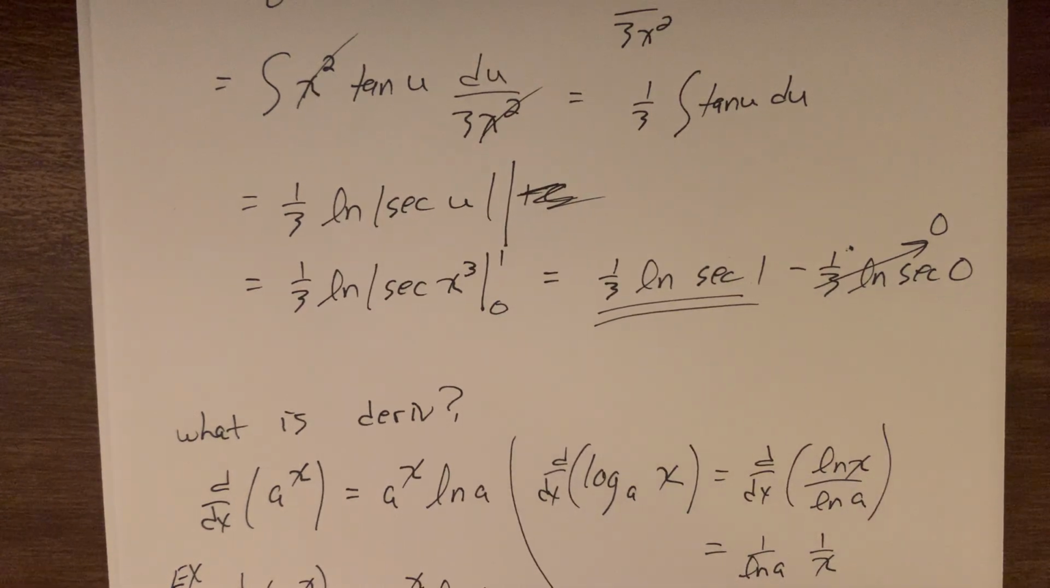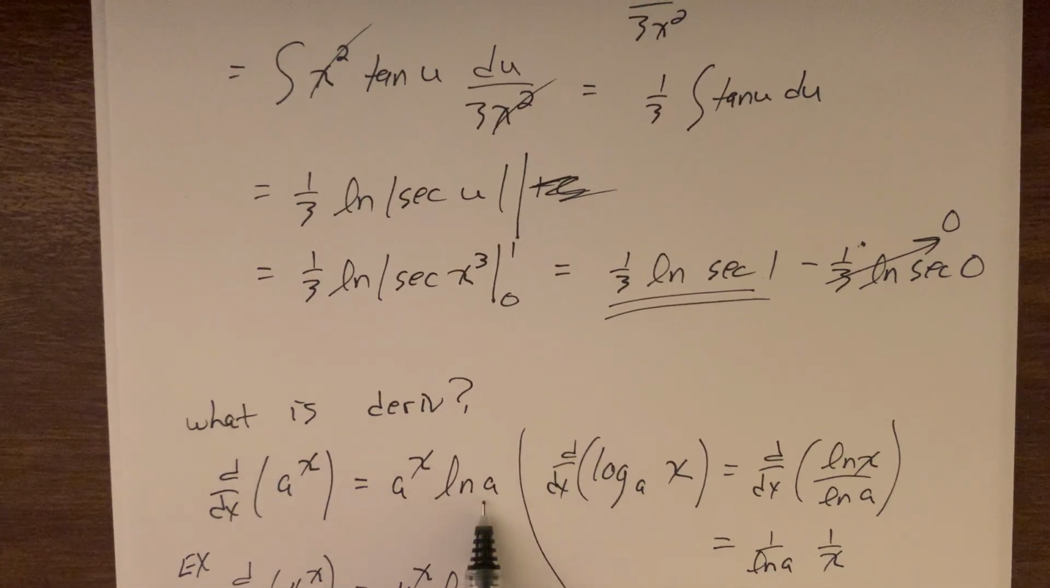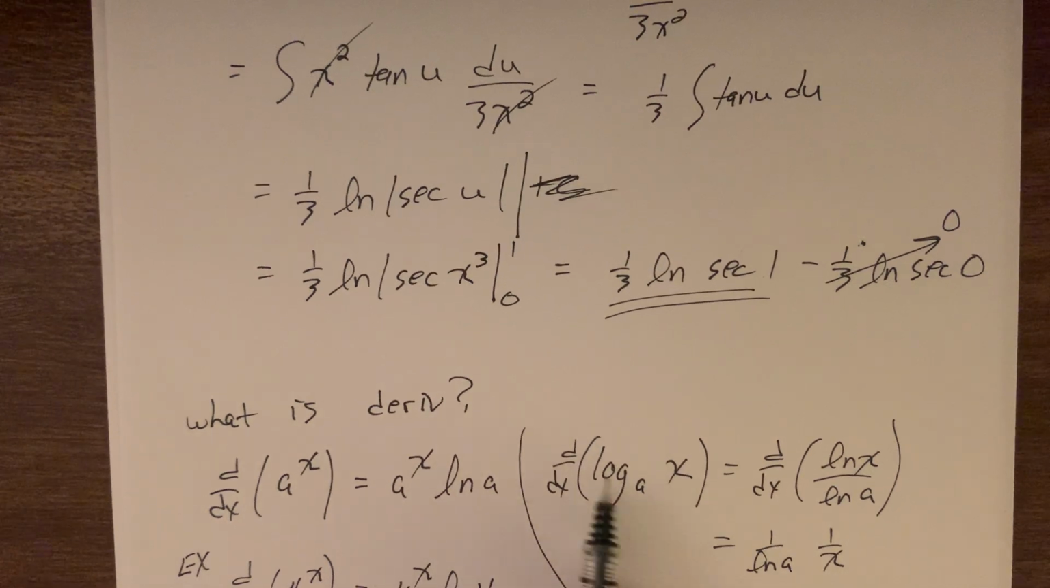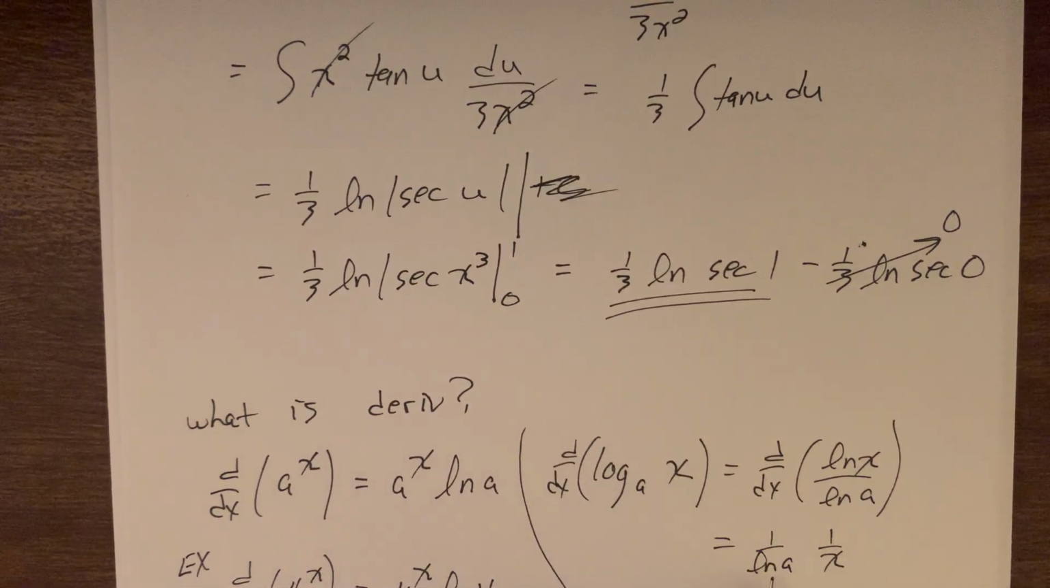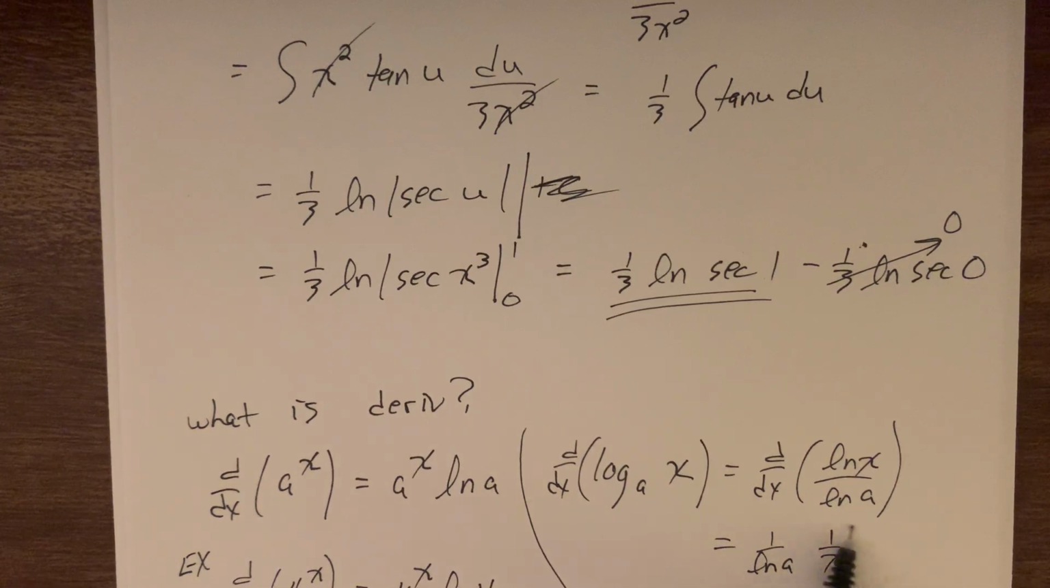But that's it. So an a to the x gets an extra times log a in its derivative. A log base a of x gets an extra divided by log a in its derivative. And we don't have to worry about antiderivatives here. Notice we didn't take an antiderivative of log. We took antiderivatives of 1 over x and ended up with logs.